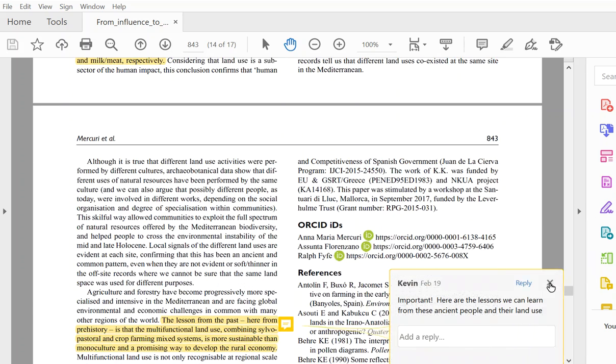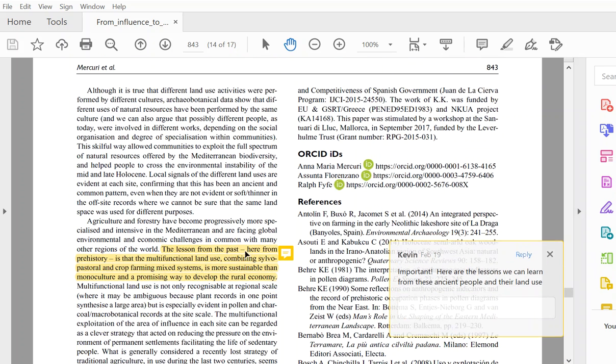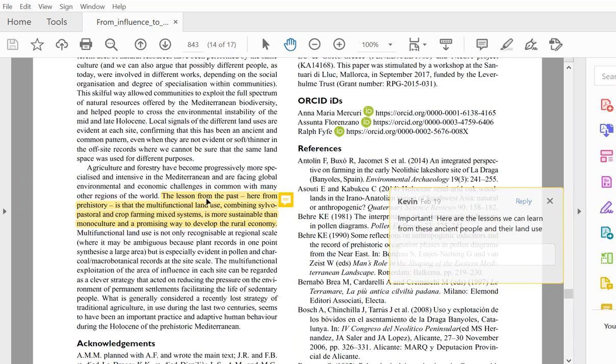And you can see my little notes here, especially at the end where it says, what can we learn from all this? So the lesson from the past is that multifunctional land use is more sustainable than monoculture and is a promising way to develop the rural economy. So here's the lesson for today.